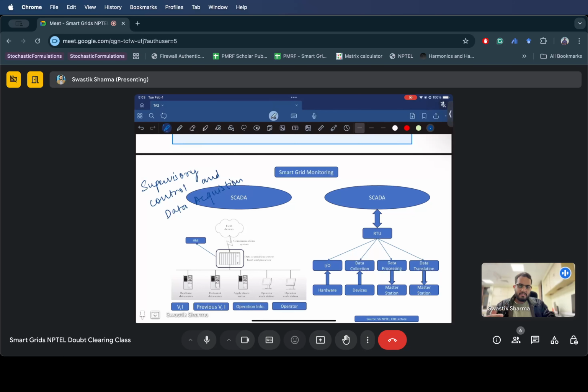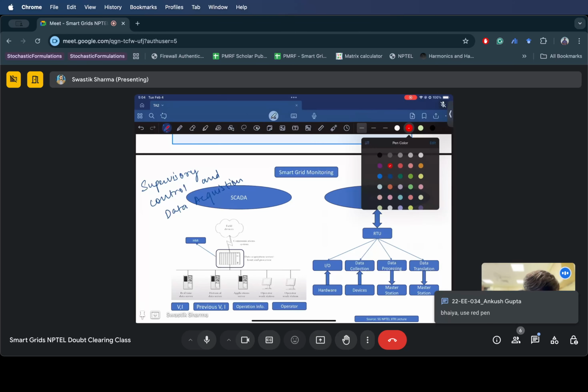Power systems work on data. Without data, you won't be able to judge the state of the power system. The health of the power system you can judge by looking at the frequency, voltage, and current. So without data, you won't. Okay, I'll use the red pen.